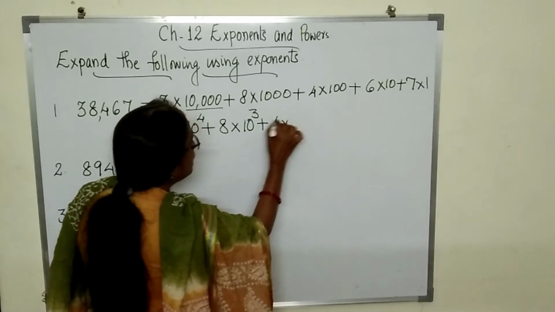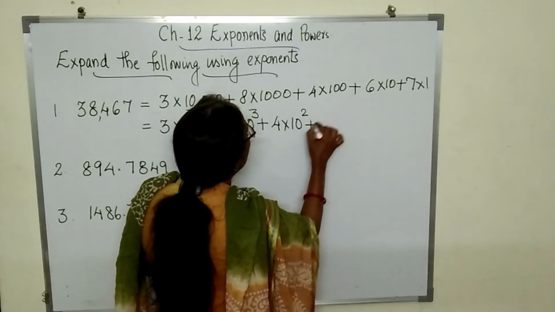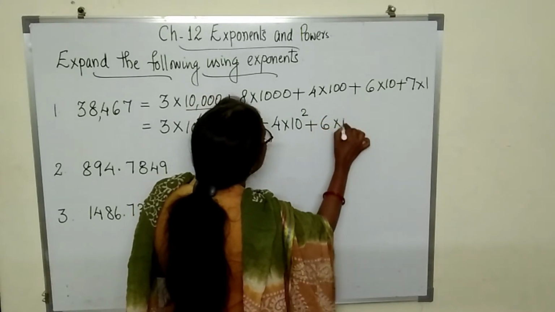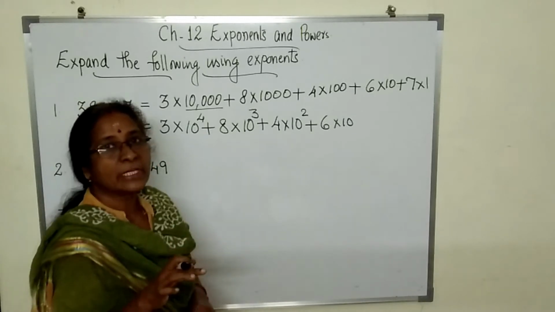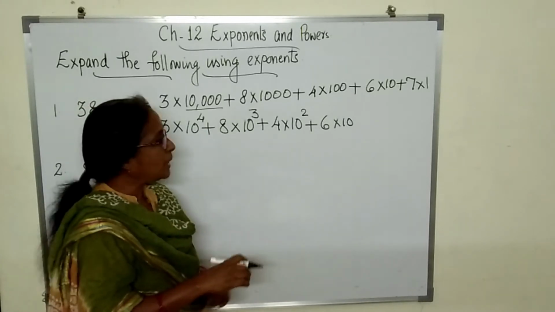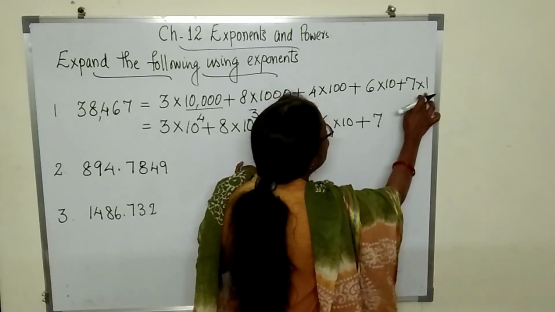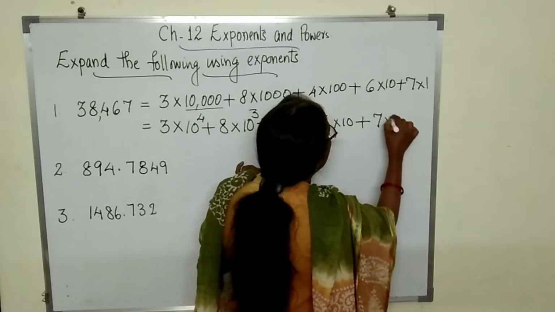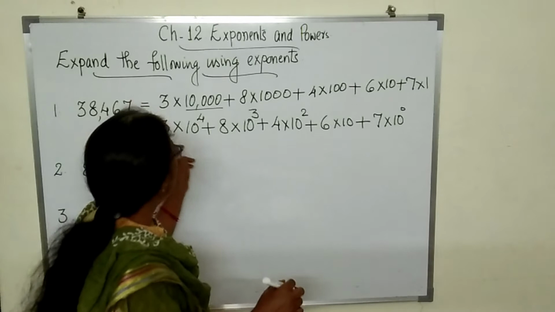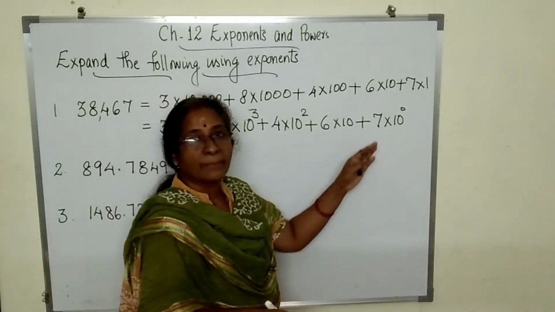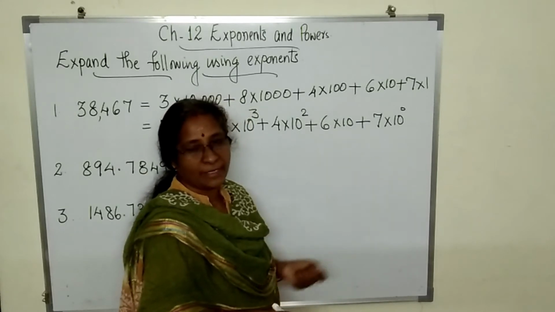4 into 100 can be written as 4 into 10 raised to 2, plus 6 into 10 raised to 1. Whenever the power is 1, usually we don't mention it. And then 7 into 1, which is 7 into 10 raised to 0. So this is how we write numbers in expanded form using exponential form.